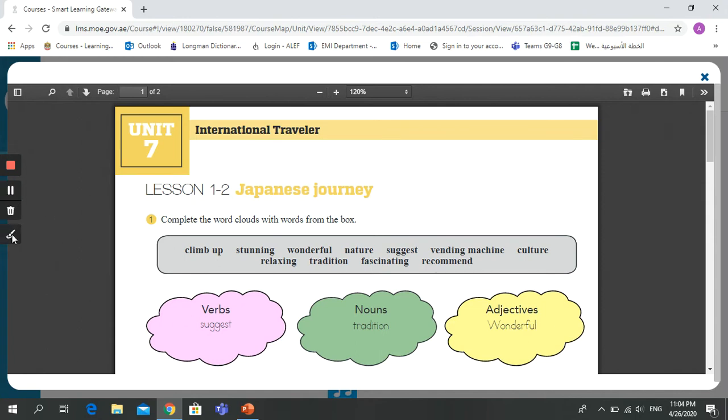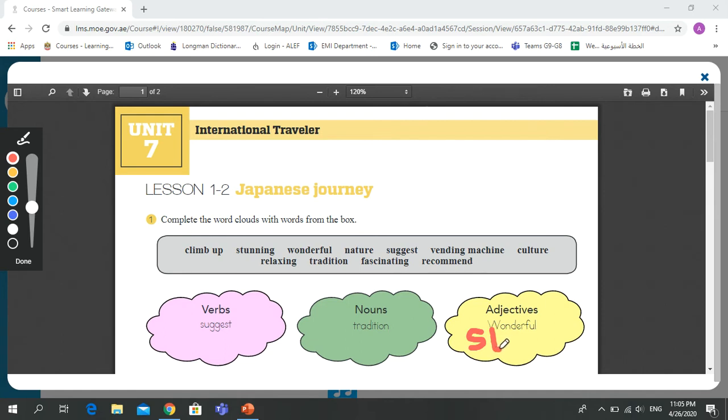Let's try to write some of these words here. For example, climb up. Climb up is a verb. Let's try to write it here. Climb up. What about the word stunning? Number 2. Stunning, as you see, the view of Mount Fuji was stunning. So it is an adjective. Let's try to classify it as an adjective and write it here.